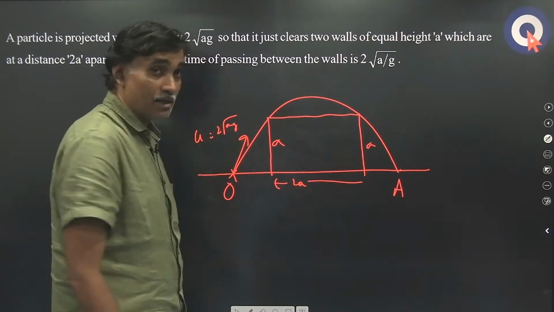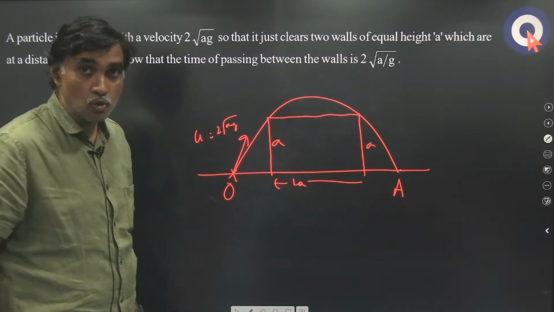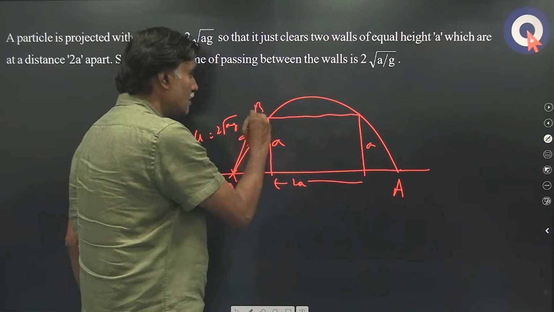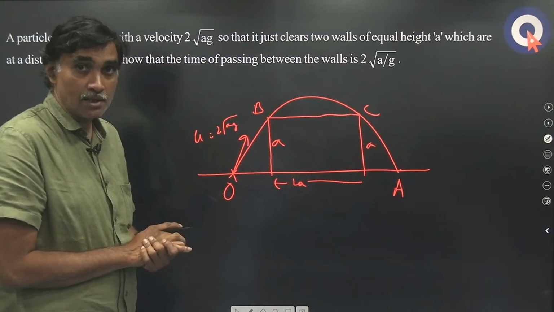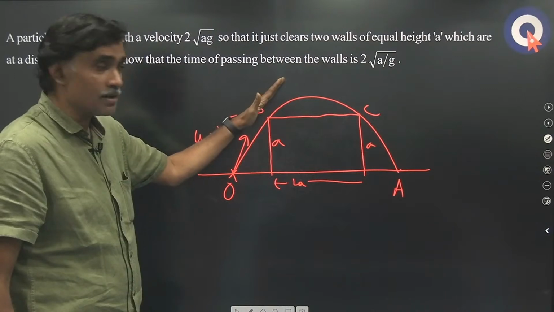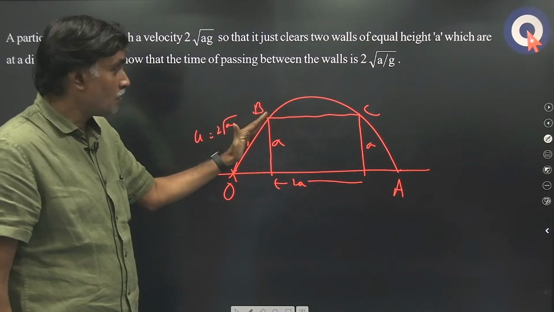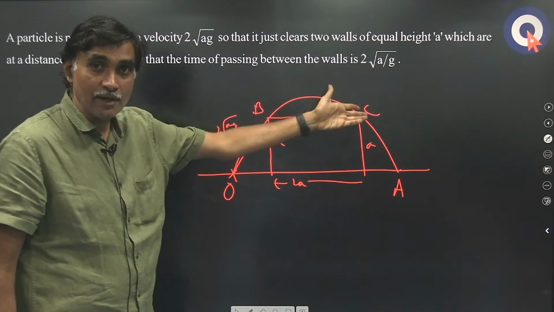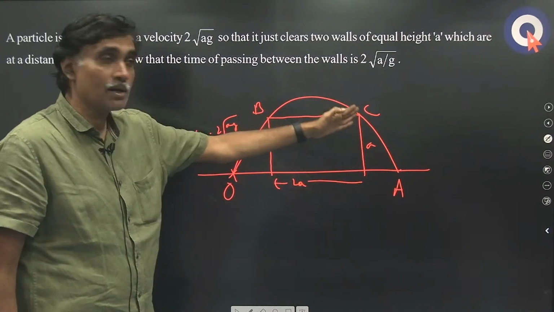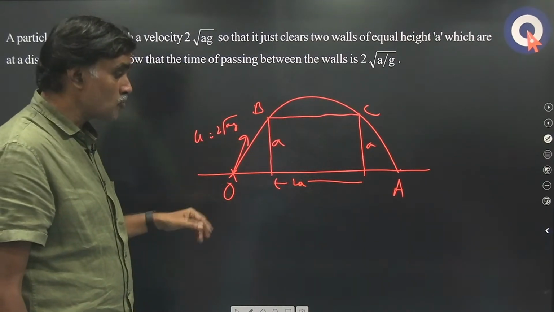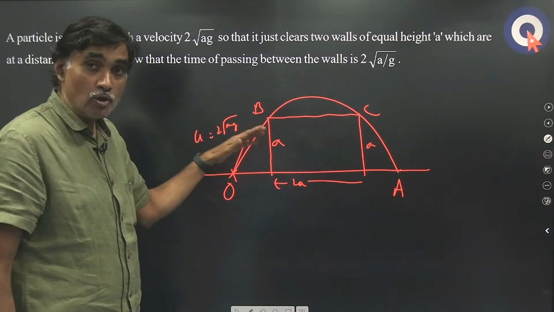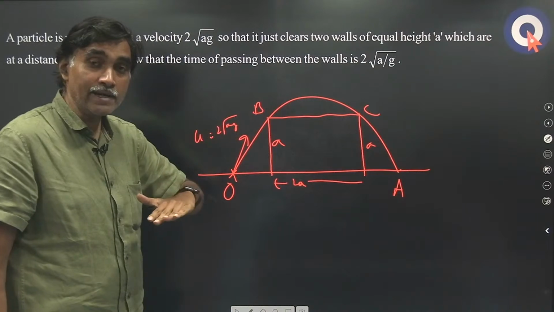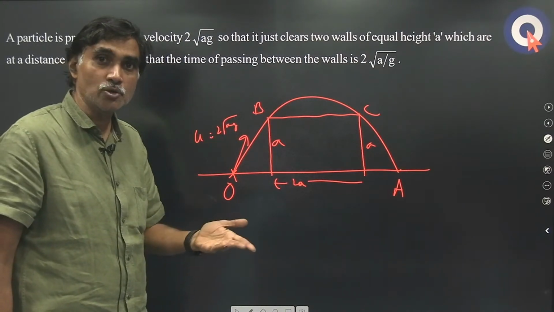Then what is time taken to cross the two walls? Let us say this point is B, this point is C. What is time taken to go from B to C, they are asking. So if you know velocity here and angle of projection here, what is time taken to go from B to C, we can find. Directly 2u sin theta by g you can write. Now whenever they give initial velocity and this height, then how do you find velocity at any point which is at height h above that initial velocity? Directly you can use energy conservation.